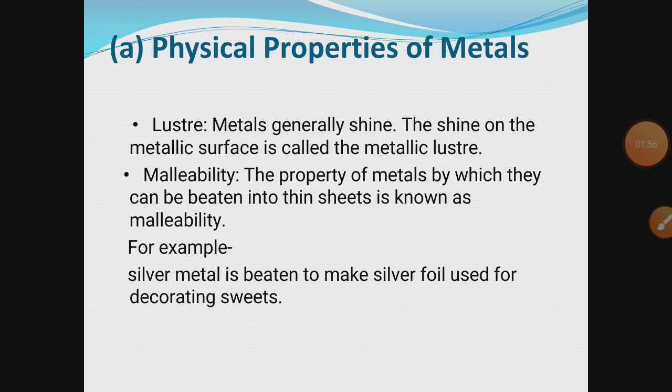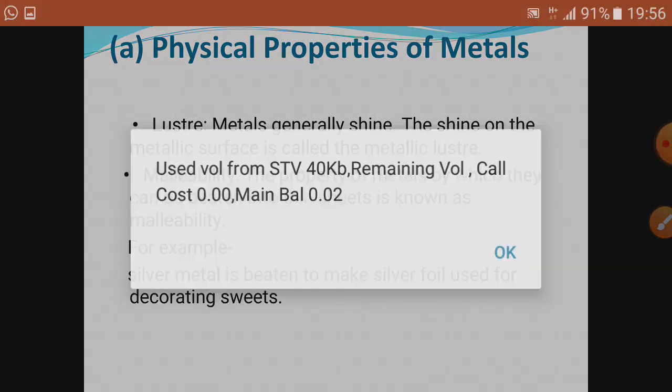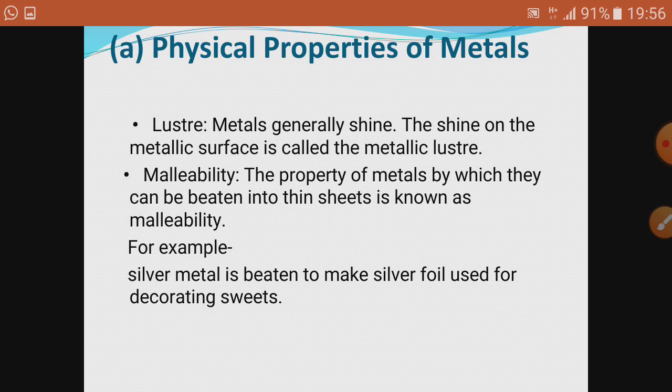Now the physical properties of metals. Physical properties which we can judge by just having a look at the metals, like luster. Luster means shine. Metals possess shine. The shine on the metallic surface is known as metallic luster.